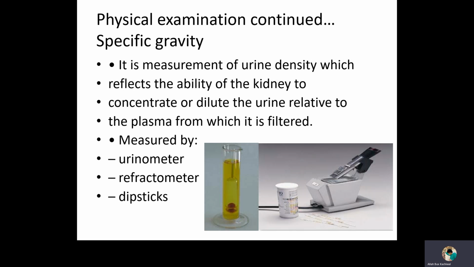The physical examination continues. Specific gravity is a measurement of urine density, which reflects the ability of the kidneys to concentrate or dilute the urine relative to the plasma from which it is filtered. So it can be measured by a urinometer, a refractometer, or dipsticks.